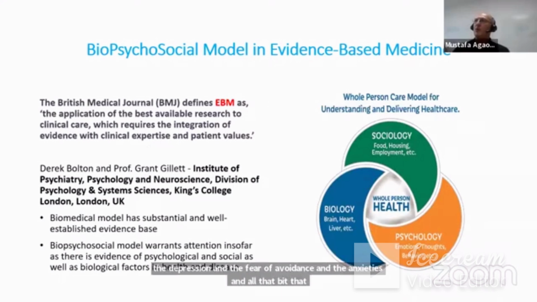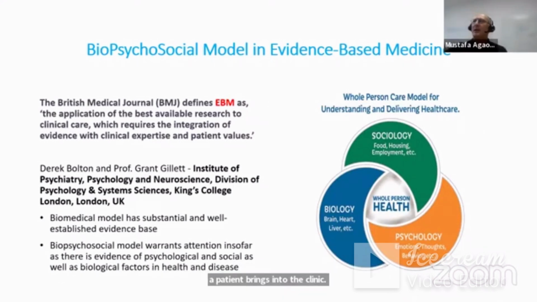So the British Medical Journal defines evidence-based as the application of best available research to clinical care, which requires integration of evidence. So we have our evidence, the clinical expertise. Well, the clinician has the expertise, but how much do the primary, the secondary, or the tertiary healthcare providers actually calculate in the patient values, which essentially are going to make up the psychosocial and the environmental factors into their pain perception and their reflection on what they think they're feeling.